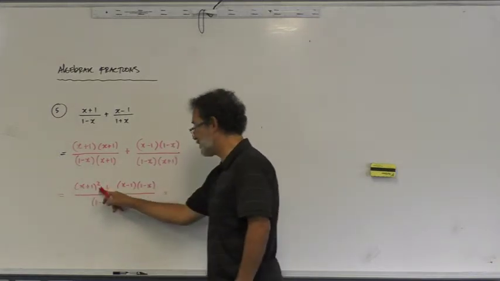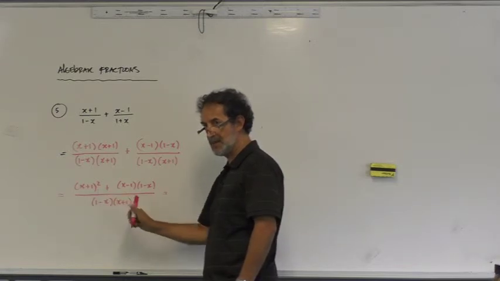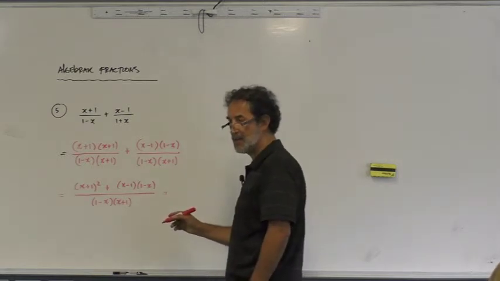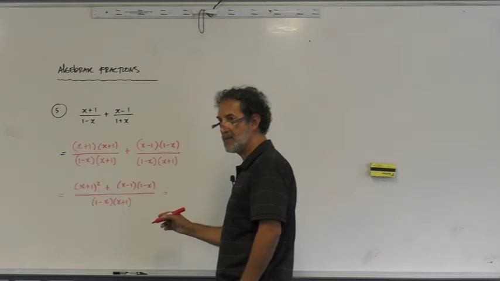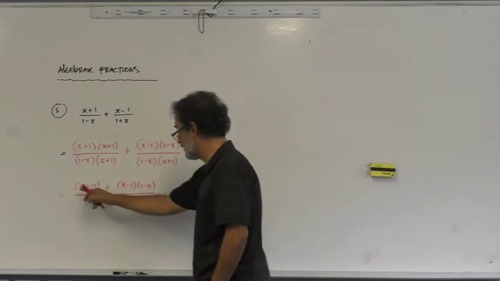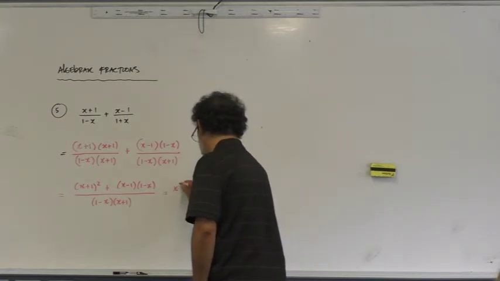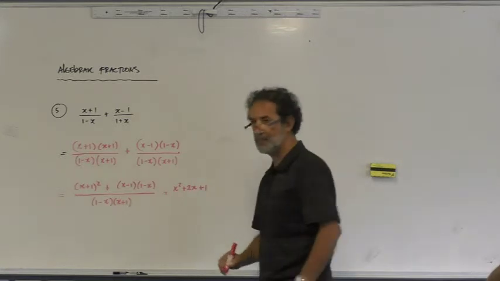So what is the answer for this? Can anybody tell me? X squared plus 1. No. Plus x. What is? 2x. So what is the answer for this perfect square? X squared. So it's going to be x squared plus 2x plus 1.